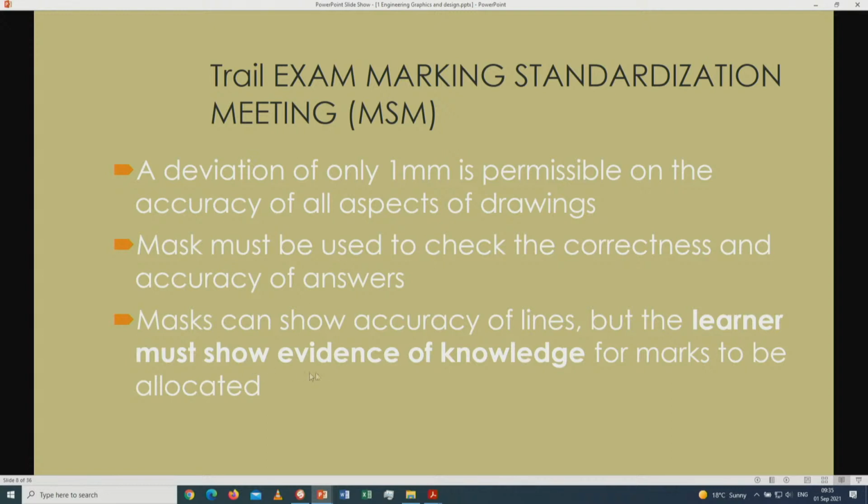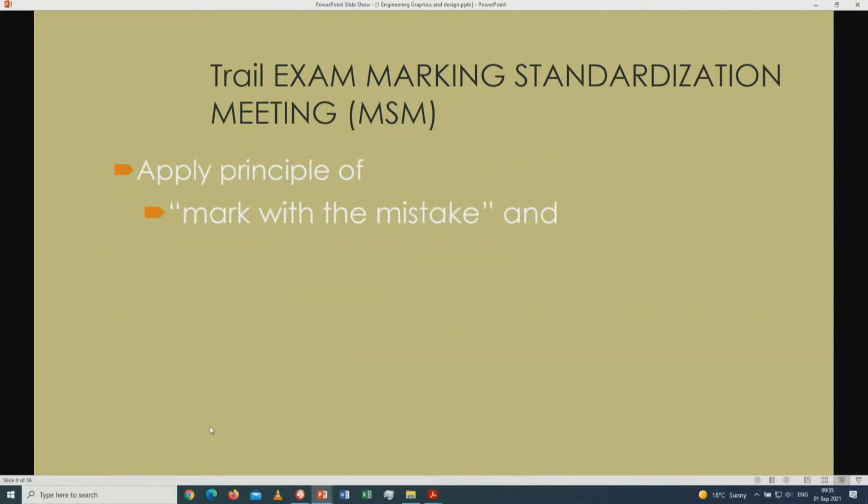Learners must show evidence of knowledge, although it can happen that you place your mask on top of the learner's drawing, and there coincidentally is a line on the transparency and a line of the learner falling onto each other. Does the learner show the knowledge? Is that line meant to be that line, or was it a coincidence that the line formed in that position? All right, so content knowledge, what does the learner bring to the table, is important when you do a question like that. And apply principles of mark with the mistake, we said.